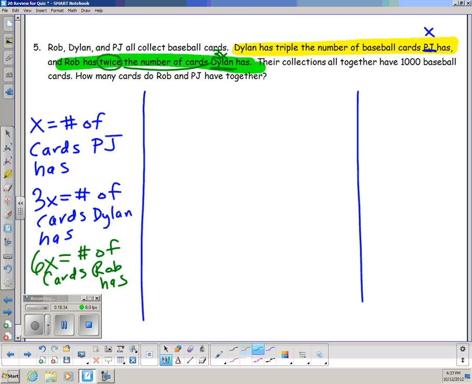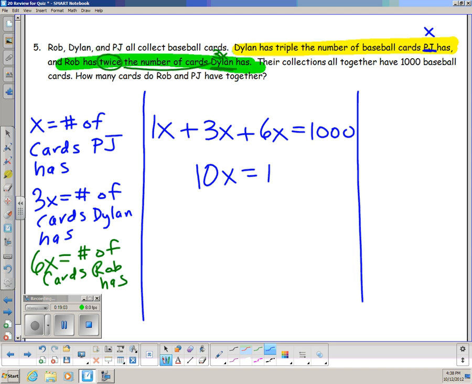And now I can set up my equation because it'll say in the next sentence, their collections altogether have 1,000 baseball cards. So if I take the x, PJ's, and add on Dylan's number of cards, 3x, and then add on Rob's number of cards, 6x, that will equal 1,000. Okay? And we'll solve this equation and we'll get an x value and then we'll find out what the question's asking. So 1x plus 3x plus 6x, all like terms, that comes out to 10x. That equals 1,000 divided by 10, and x equals 100.